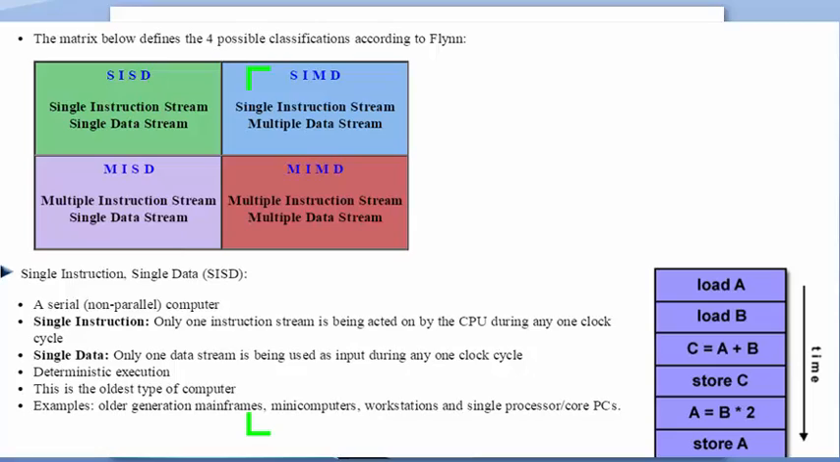Flynn's classical taxonomy. There are different ways to classify parallel computers. Examples available here. One of the more widely used classifications, in use since 1966, is called Flynn's taxonomy. Flynn's taxonomy distinguishes multiprocessor computer architectures according to how they can be classified along the two independent dimensions of instruction stream and data stream. Each of these dimensions can have only one of two possible states, single or multiple. The matrix below defines the four possible classifications according to Flynn.